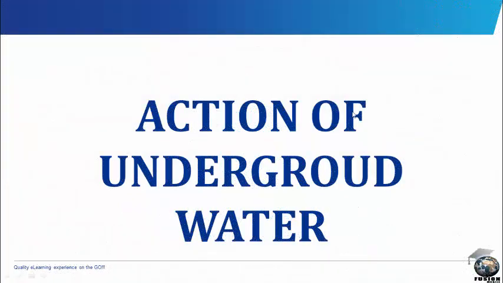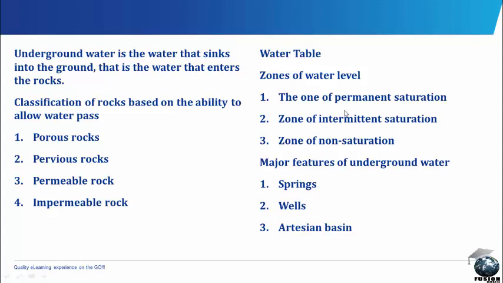Action of underground water. Underground water is the water that sinks into the ground, that is, the water that enters the rocks. Water can enter rocks in two ways: 1. Through the spaces called pore spaces, and 2. Through the joints or faults in a rock.